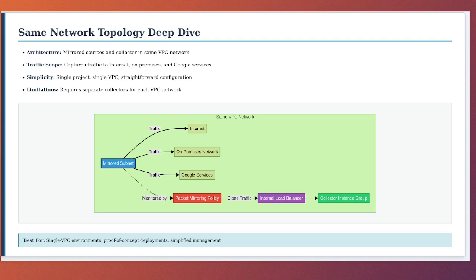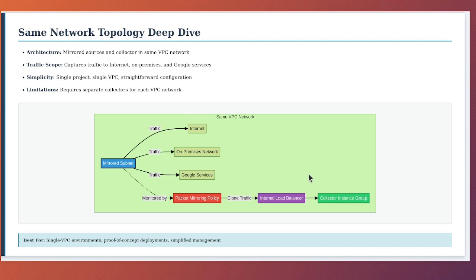The advantage of this same network topology is simplicity. Everything exists in one VPC network, so there are no peering relationships to manage, no cross-project permissions to configure, and network connectivity is straightforward. You create the packet mirroring policy in the same project that owns the VPC, specify sources within that VPC, and point to a collector destination also in that VPC. This keeps network traffic paths simple and reduces the complexity of troubleshooting.